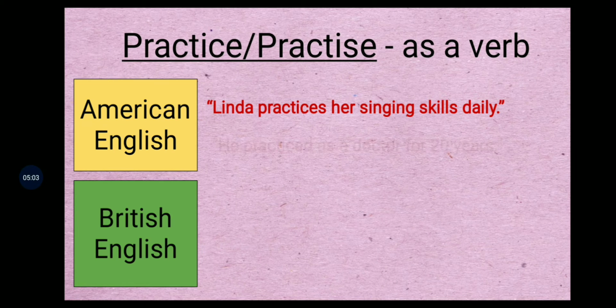Another example will be, he practiced as a doctor for 20 years. This is when you're referring to a job or an occupation of a person who has been in it for quite a long time. So he has been practicing that kind of occupation. So you refer to it in the verb form.